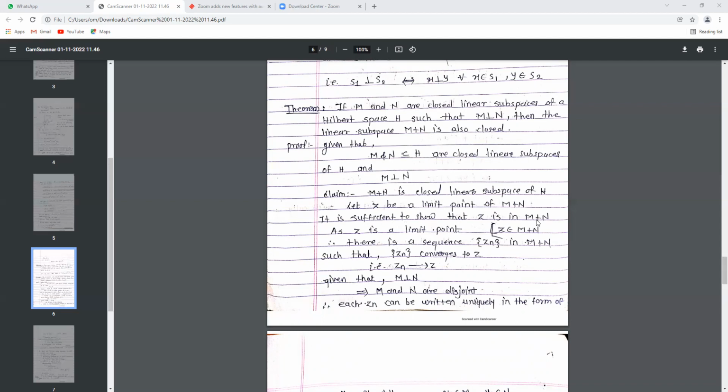What is the definition of a closed set? Its limit points should lie in that set. Then we say that the set is a closed set. So here we have considered Z to be a limit point of M plus N, and it is sufficient to show that Z lies in M plus N. As Z is a limit point, there must be a sequence.